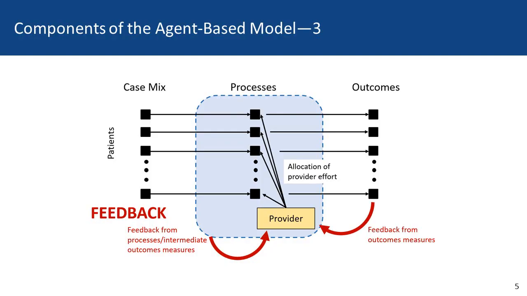An important feature of agent-based modeling is feedback. And here we show feedback from two sources. The first feedback is from the processes and intermediate outcomes measures that can occur within the middle of the slide, where the processes are shown. The other source of feedback is from the outcomes, from the right part of the slide.